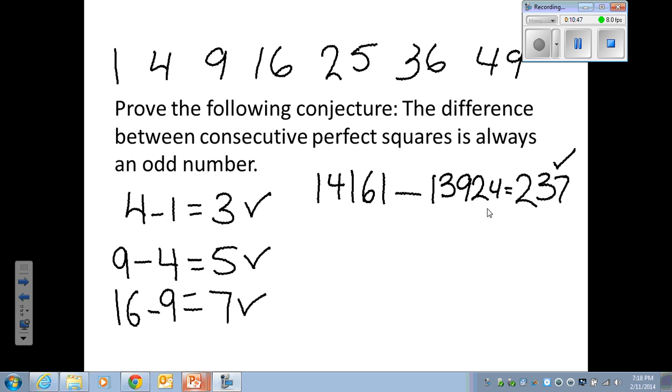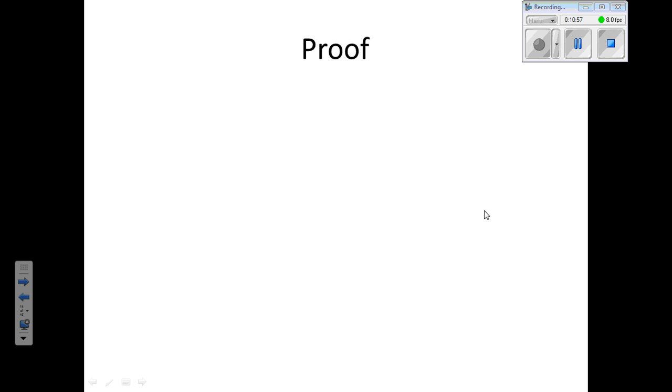Okay, so now that we have evidence to back up the conjecture, let's try and prove it. So, proof. Let's let 2n plus 1 represent the odd number.